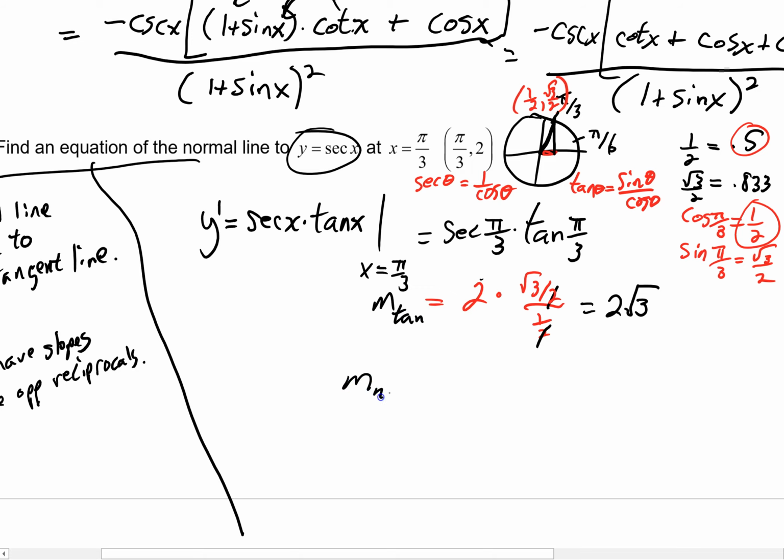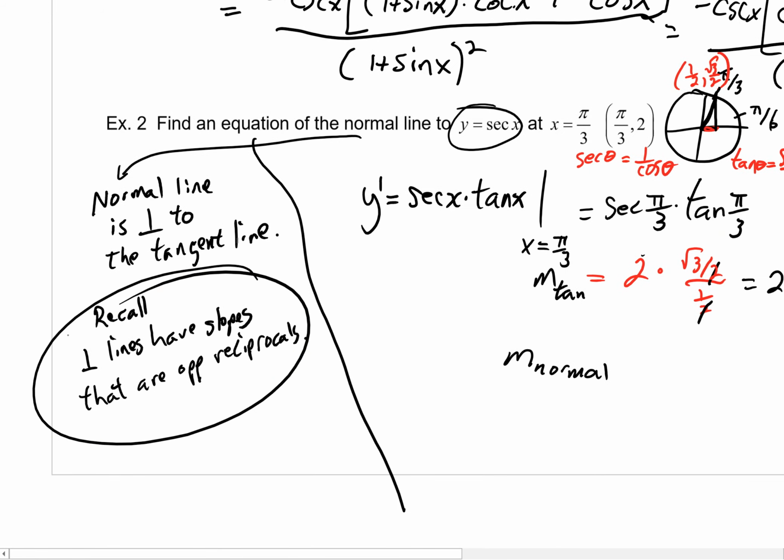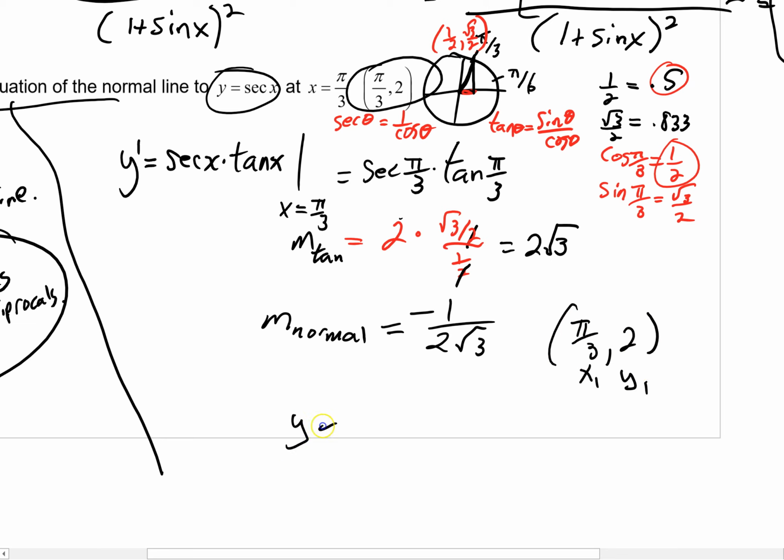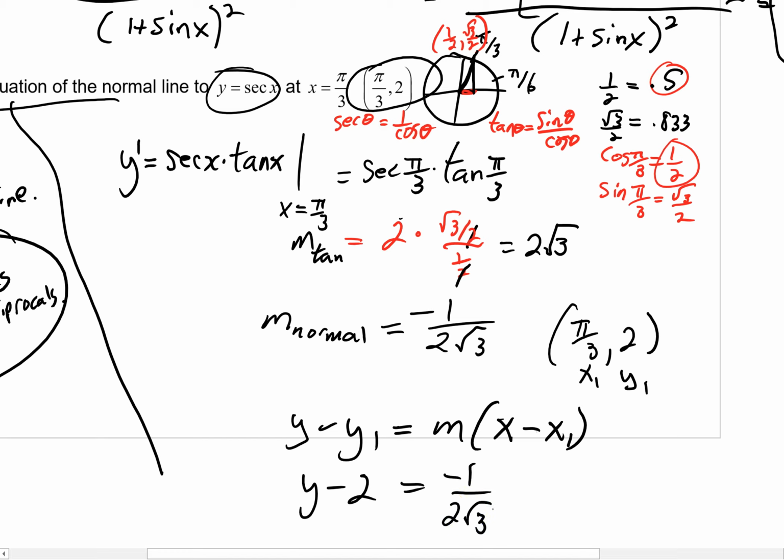So what's the slope of the normal line? Well, we just saw over here, it's the opposite reciprocal. It's going to be not a positive 2 root 3, but a negative 1 over that 2 root 3. And of course, we've got our point given to us already. Here's our x1, y1. And writing this equation, I hope we can do this nice and fast. We'd get y minus 2 equals negative 1 over 2 root 3 times x minus pi over 3.